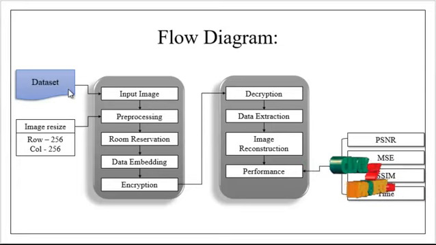First the data will be extracted, then the image will be reconstructed, and afterwards the performance will be evaluated. In the data extraction, if there is any embedded data, it will be extracted separately and decoded separately. After that, the image will be reconstructed to get the original quality of the image. Then finally, performance is evaluated by means of the PSNR, MSE, SSIM and time.